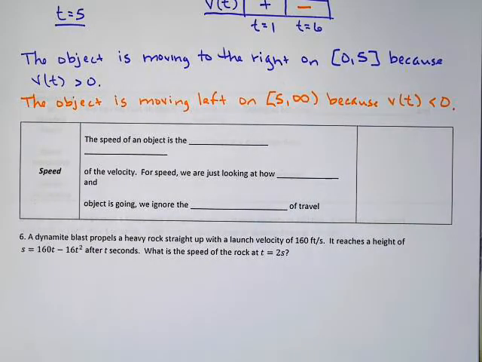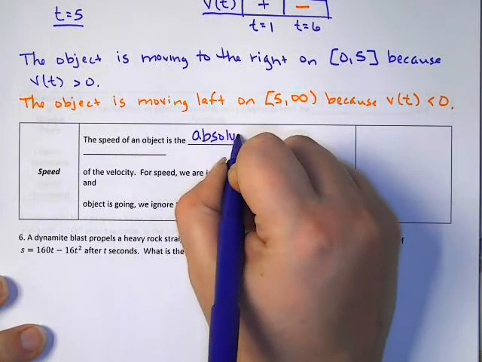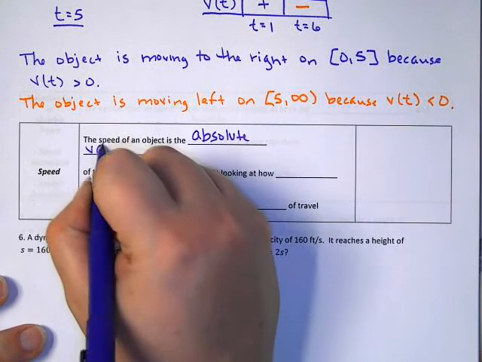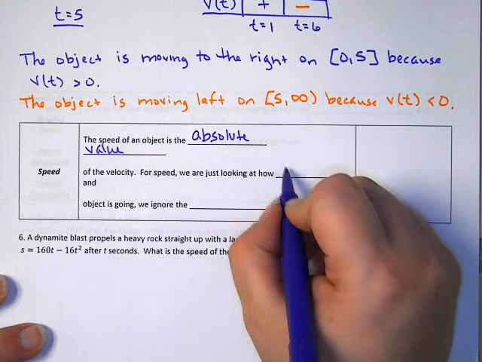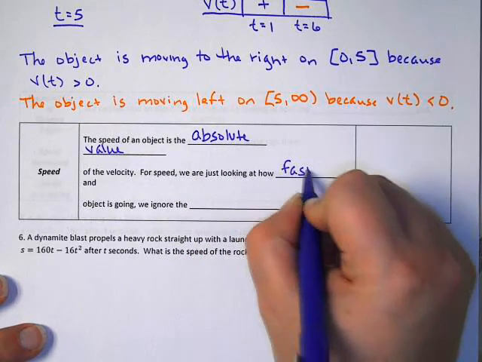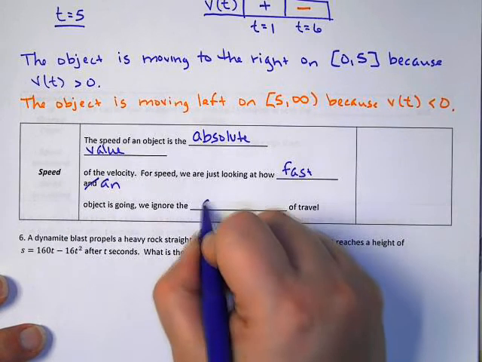Similar to velocity, now we have to talk about speed. The speed of an object is the absolute value of the velocity. For speed, we're only looking at how fast an object is moving. We ignore the direction.